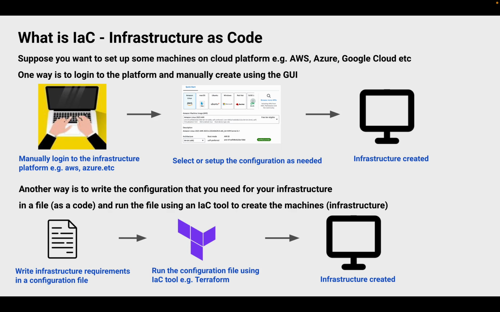We write our infrastructure requirements. And when we say infrastructure, it can be anything like virtual machines, servers, databases, virtual private clouds, anything that you need for your project. We can all write it in an infrastructure file and then use an infrastructure as code tool like Terraform and run it, and we will have all our infrastructure ready on our platforms.